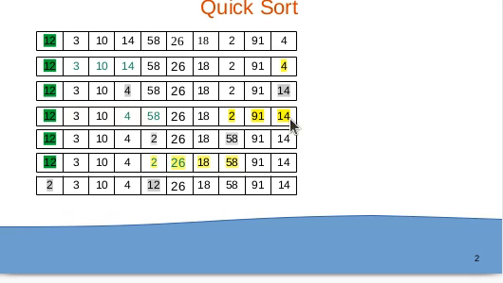From this end we will check. This is greater than 12, so it's okay. Greater than 12, it's okay. Less than 12, so we stop here. Then we have to interchange. So here we swap 2 and 58.